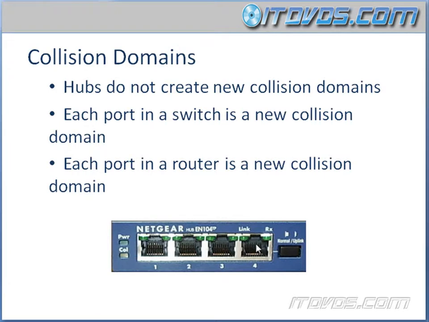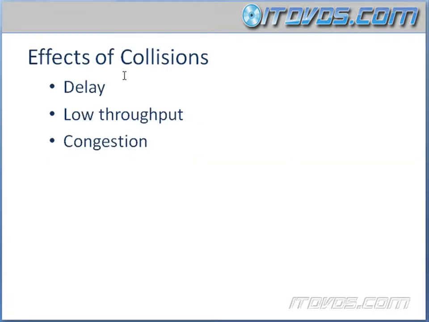Remember, a hub is just a repeater. So it's going to try to repeat all those signals out all the different ports, and they're going to run into each other, and that's a collision. So then the hosts are going to have to retransmit that data because it's never going to get to its destination. And collisions are very bad. The actual effects of collisions are delay, low throughput, and network congestion. So basically, your network slows down.